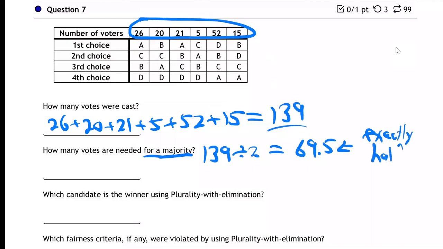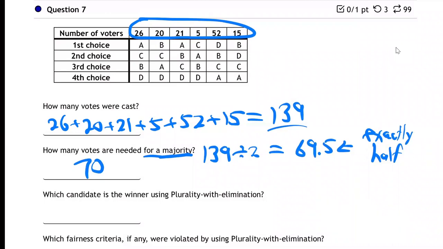But a majority is more than half. So what's a little bit more than that? 70. Everybody get on that majority thing? Just take the total, divide by 2, and then go up to the next whole number. So 70 is just barely more than half, and we know that's true, since 70 doubled is 140, which is more than 139.